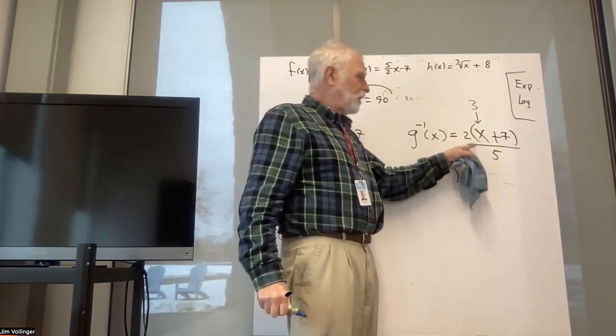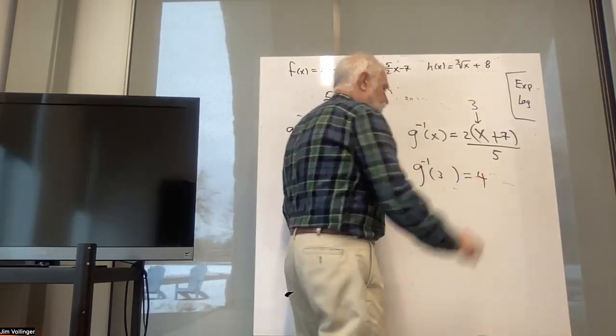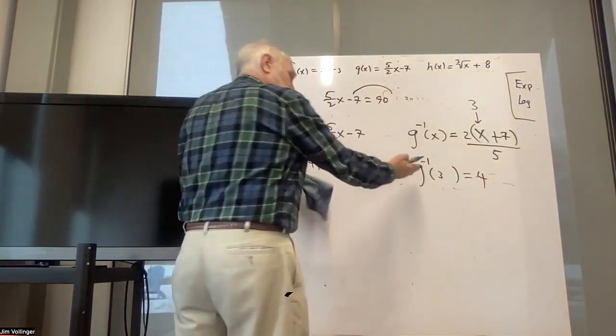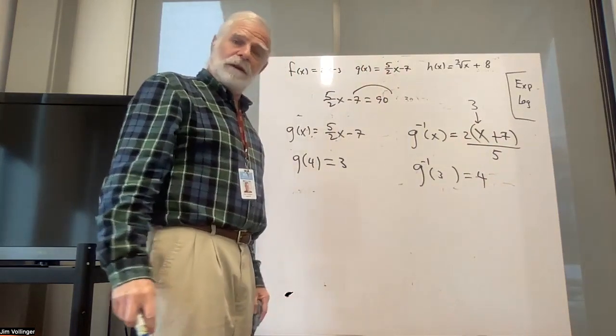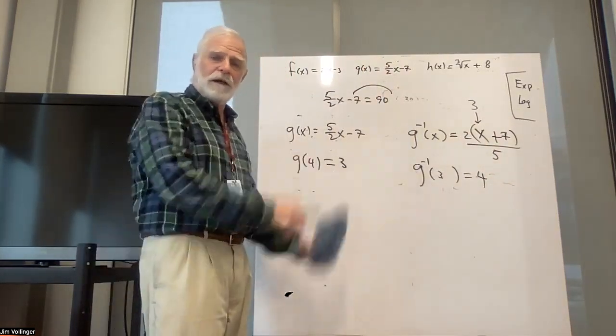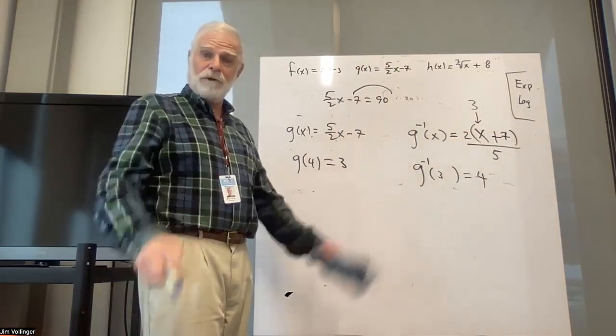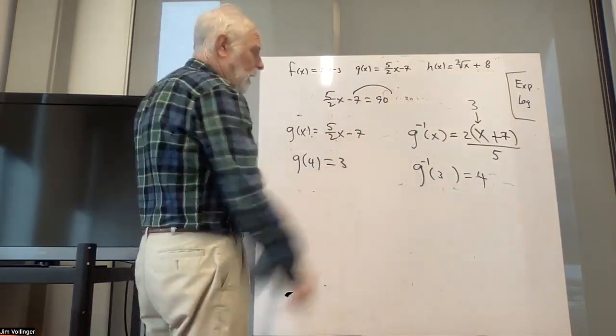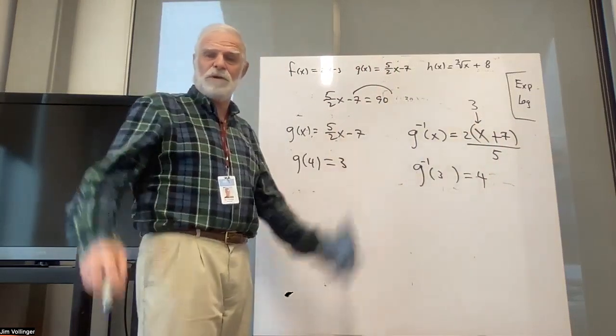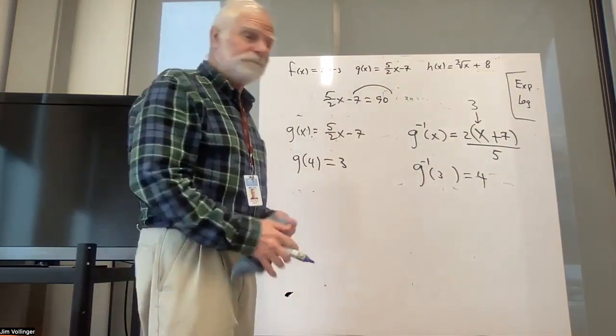10 times 2 is 20. 20 divided by 5 is 4. Sure looks like it. That's not a formal definition, and I'm not going to give you the formal definition until you get a lot of practice here, and then we can generalize. Okay, but right now, from an intuitive standpoint, it looks good.